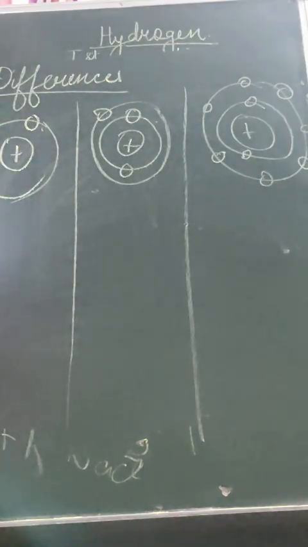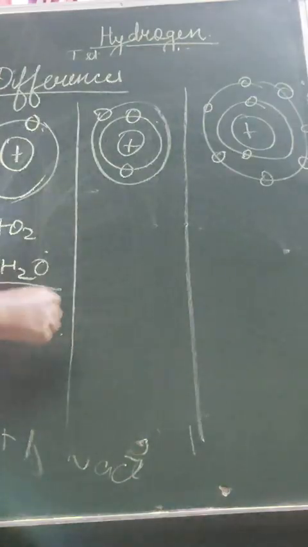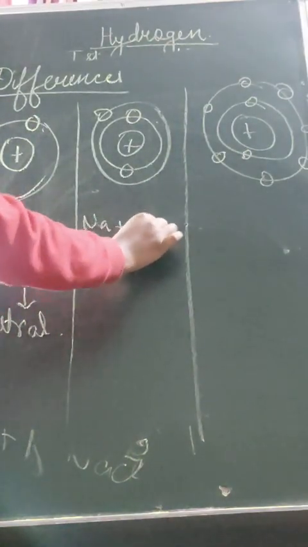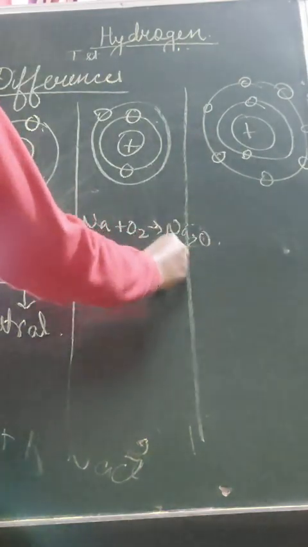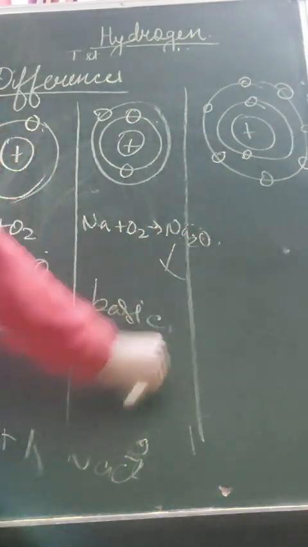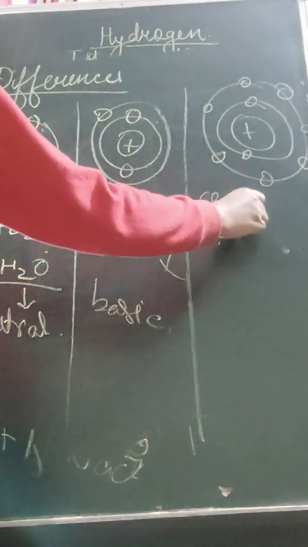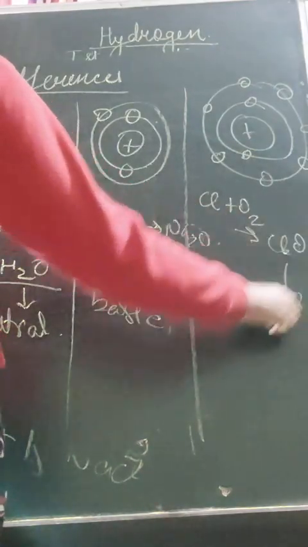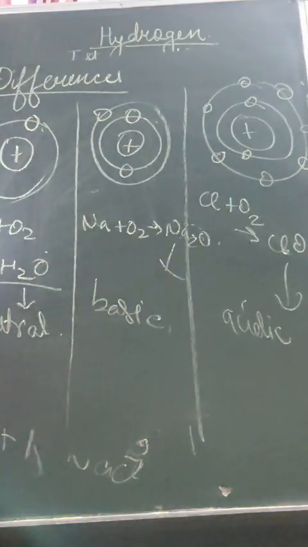Now, if we form oxides of hydrogen, H2O, this is neutral. But if we form the oxide of this, Na2O, this is basic in nature. And if we form the oxide of this, Cl2O, this is acidic in nature. So this is the manner in which these are different.